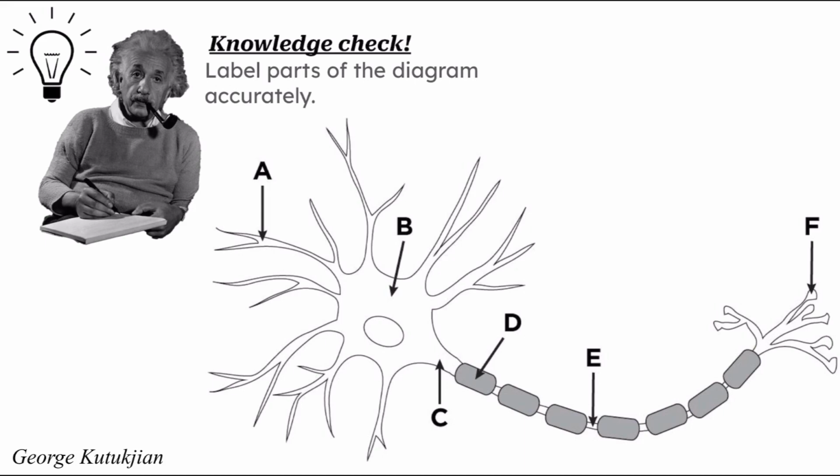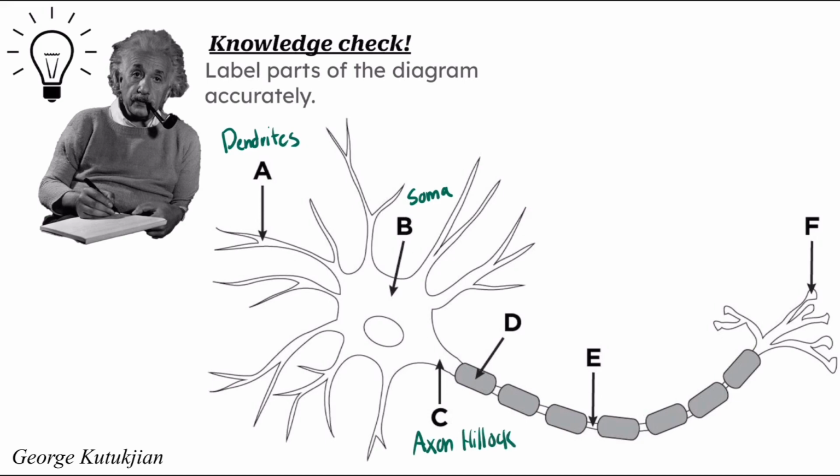Alright, so A is our dendrite. Remember that is a branch-like structure that's receiving chemical signaling through the neurotransmitters and then translating it into an electrical signal. B is our soma, which is our cell body, which relays our electrical signal to C, which is our axon hillock. And then our axon hillock decides whether or not to initiate an action potential.